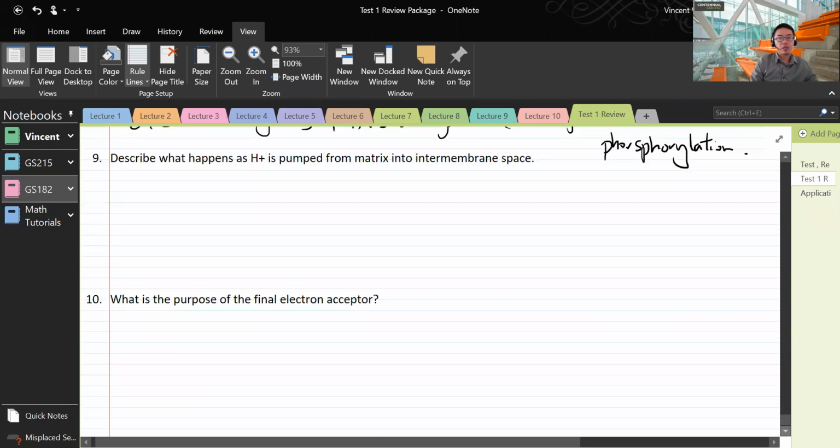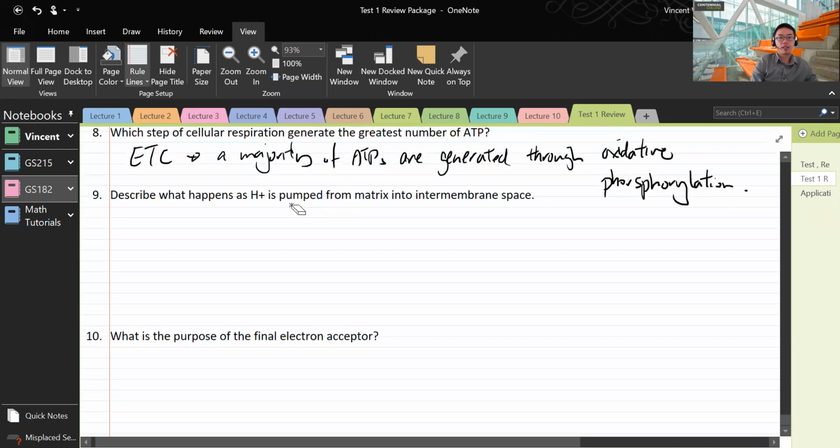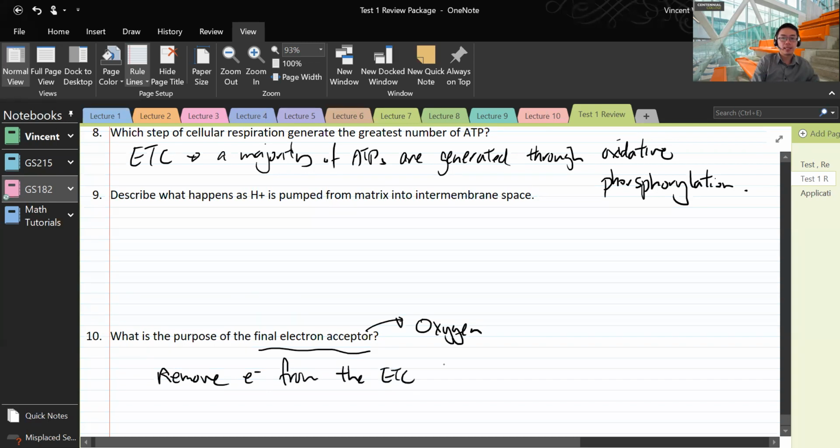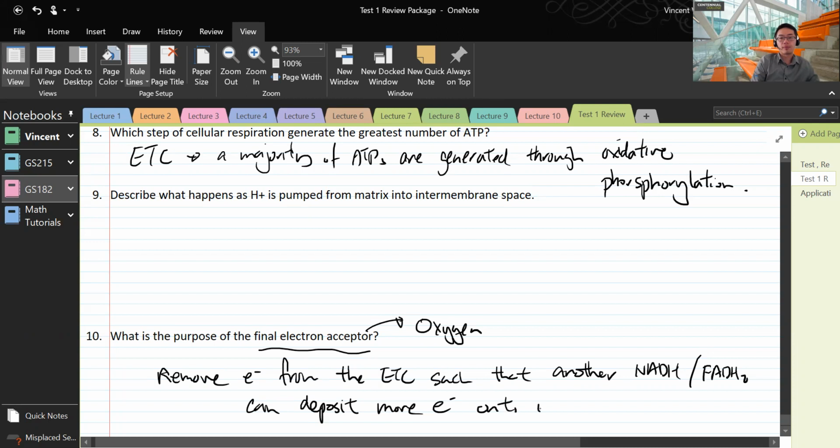We did number 9 already before. Describe what happens to the H+, right? We generate a gradient and then they come back down through the ATPase. So I'm not going to do that again. The purpose of the final electron acceptor. Okay? The final electron acceptor, of course, is oxygen. Okay, and the purpose is to remove electrons from the ETC, right? Such that another NADH or FADH2 can deposit more electrons onto it.